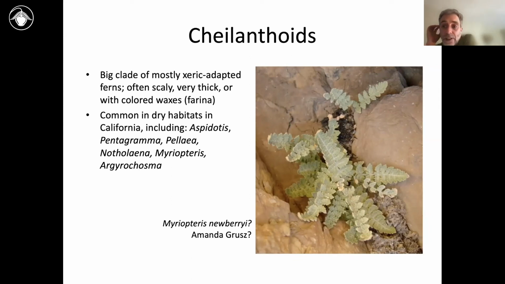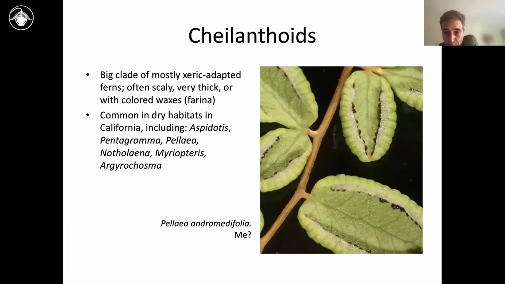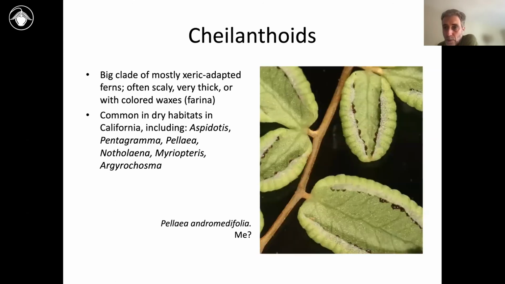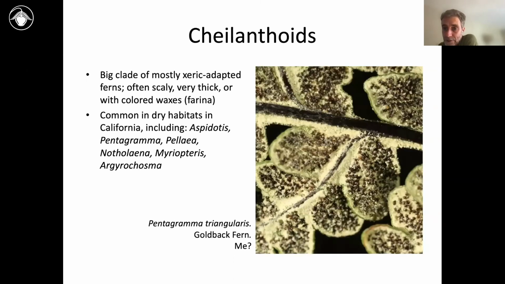These are the desert adapted ones. And they're common in dry habitats in California, with a whole bunch of different genera present. And so here's one of the hairy ones. This is Myriopteris newberryi. Here's one of the really thick ones. This is coffee fern, Pellaea andromedifolia. And here's one of the waxy ones. This is Pentagramma triangularis, a goldback fern.